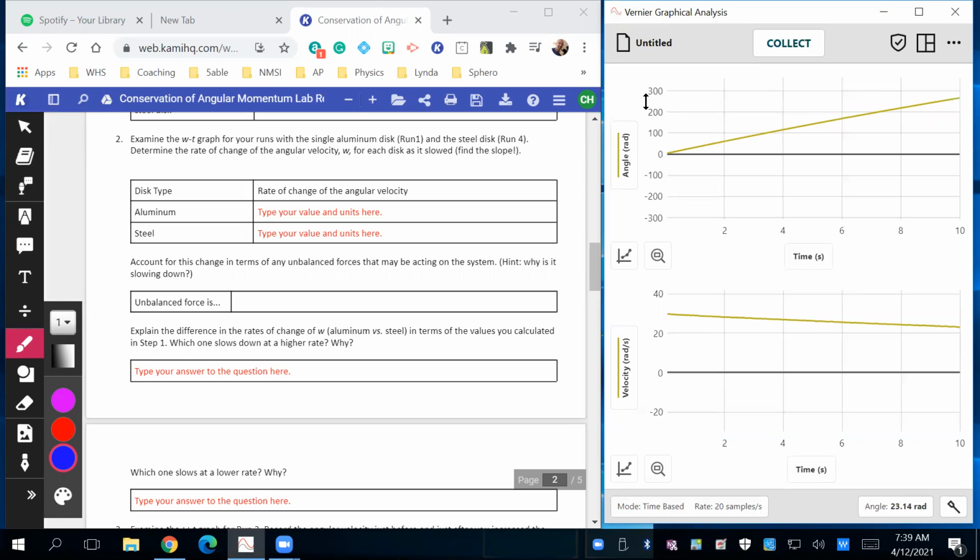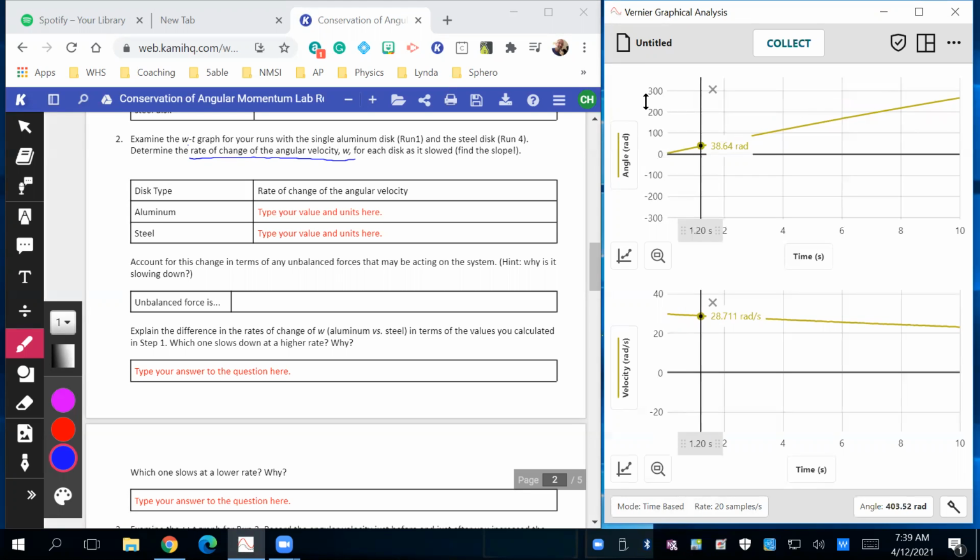For your report sheet, you want to make sure you read all the directions to begin with. It says examine the omega versus t graph for your runs with a single aluminum disc, which I just did, and you're going to do this with another disc too. They want you to find the rate of change of the angular velocity for each disc as it slowed. That's pretty simple to do.